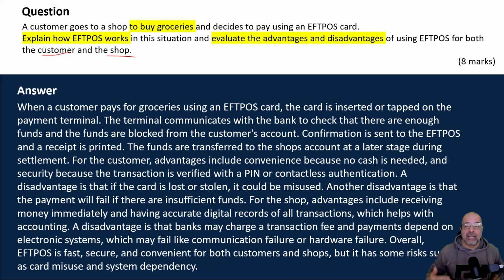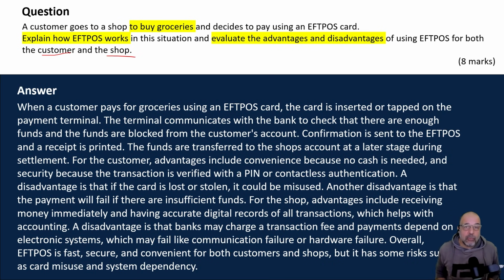They don't have to wait till the end of the day or when they're going to do the balancing of the sales. And that also reduces administrative tasks as well. So you don't have someone having to do all of this. It's done automatically. A disadvantage is that banks may charge a transaction fee and payments depend on electronic systems, which may fail, like communication failure or hardware failure.